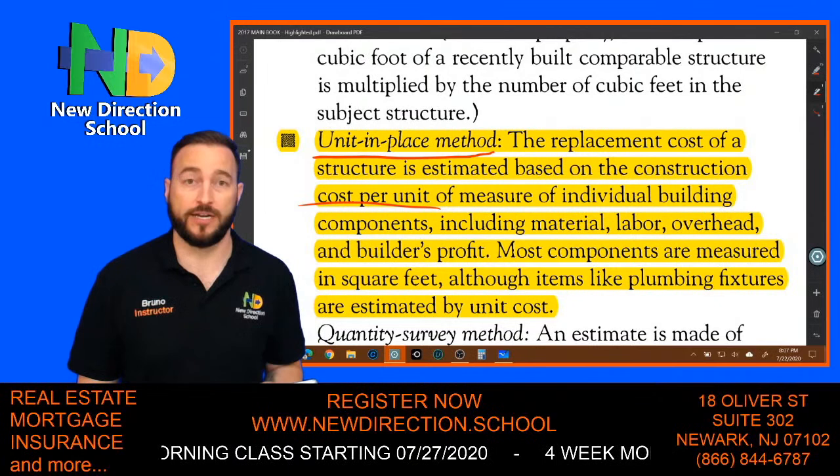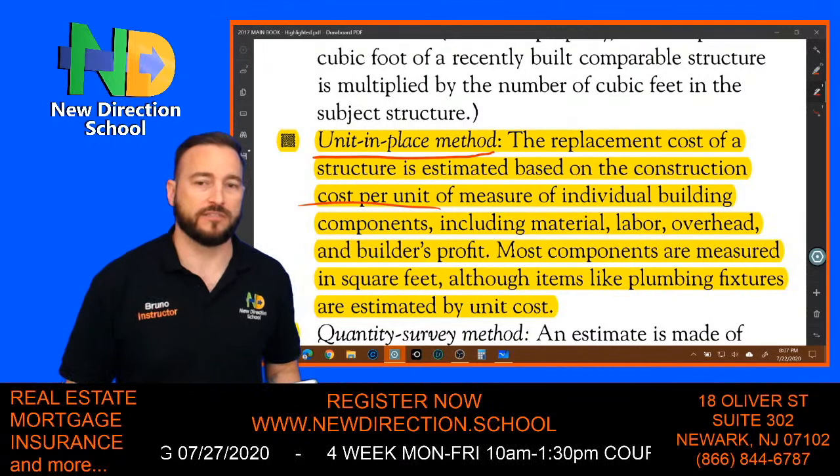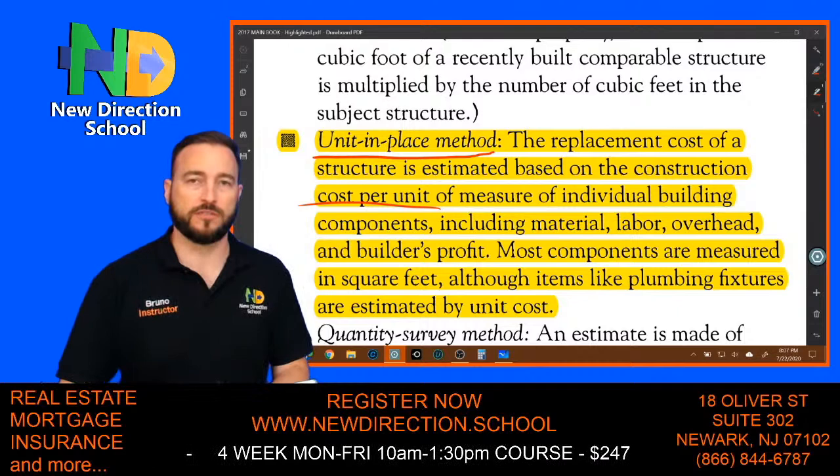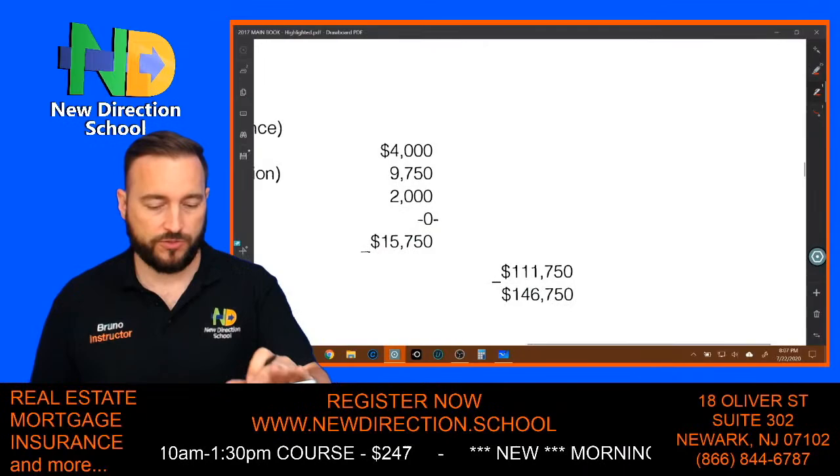So it cost me $200,000 in sheetrock. It cost me $10,000 in wiring. It cost me $30,000 just for the foundation. So you see what I'm saying? So each individual unit or component plus labor, overhead and all that stuff goes into this calculation. So it's a more comprehensive calculation. Okay, those two you need to remember.